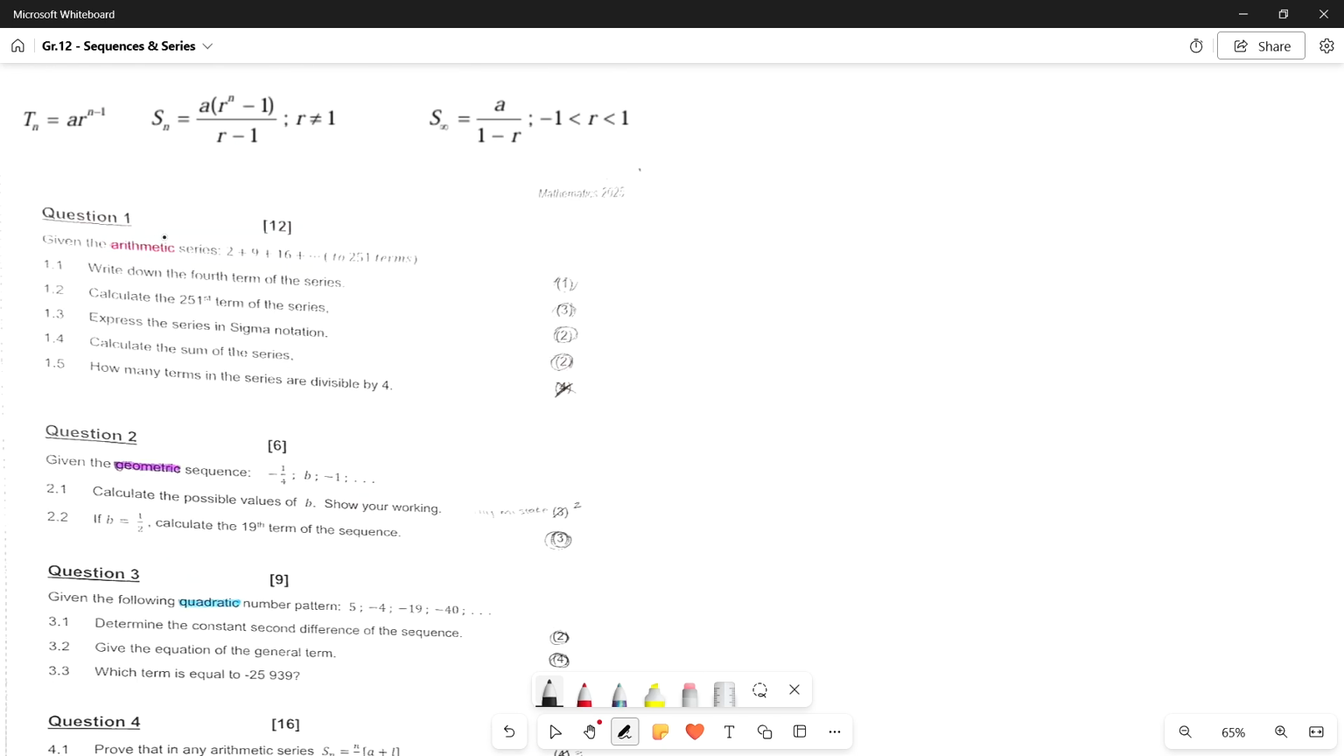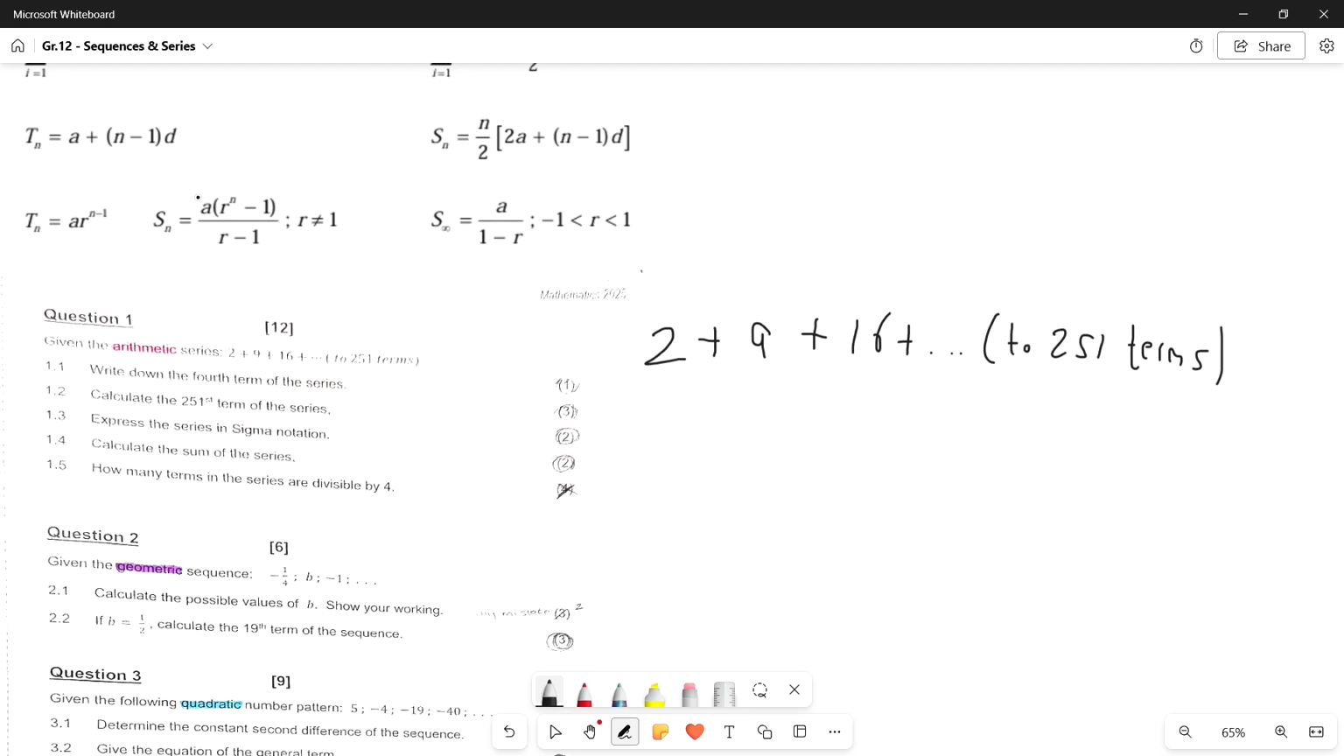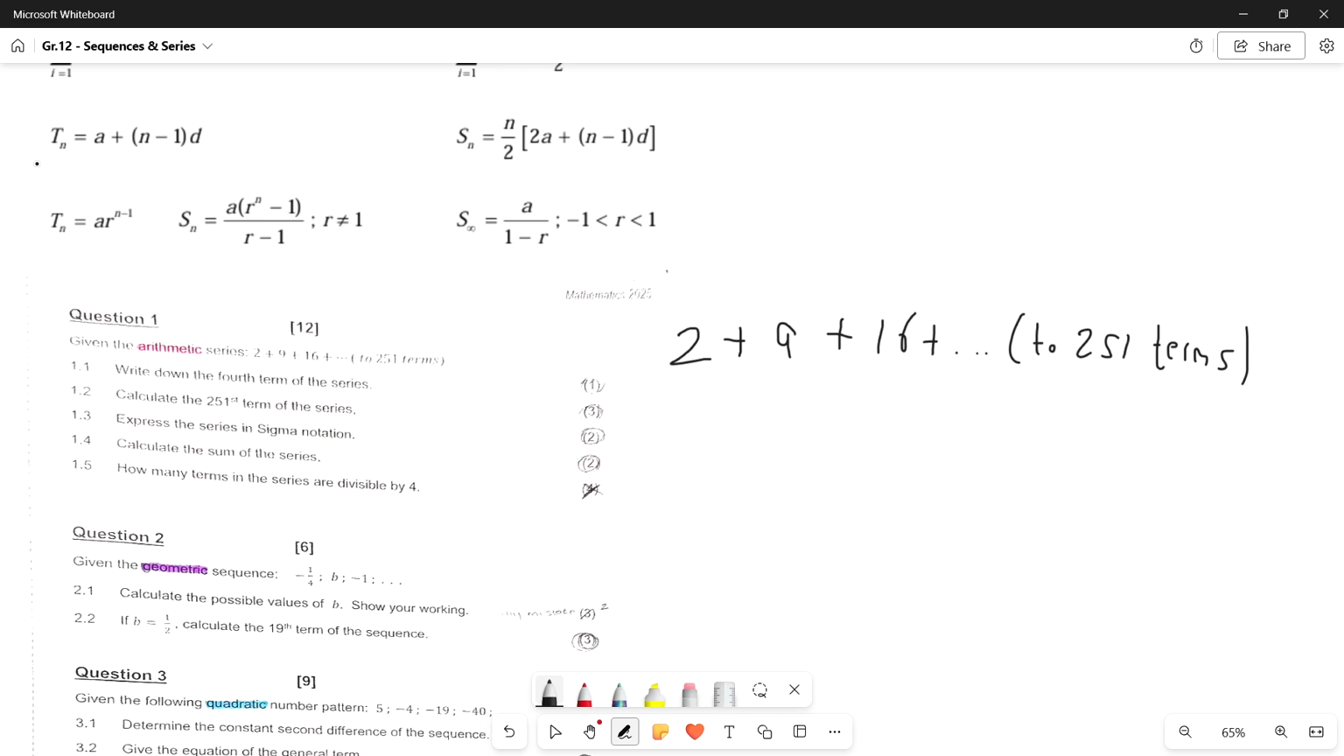So question 1 over here says, given the arithmetic series 2 plus 9 plus 16 plus ... to 251 terms, 1.1, write down the fourth term of the series. So we have the following arithmetic series. So first thing, arithmetic is working with this formula over here. So this would be an arithmetic sequence, and then over here would be our arithmetic series.